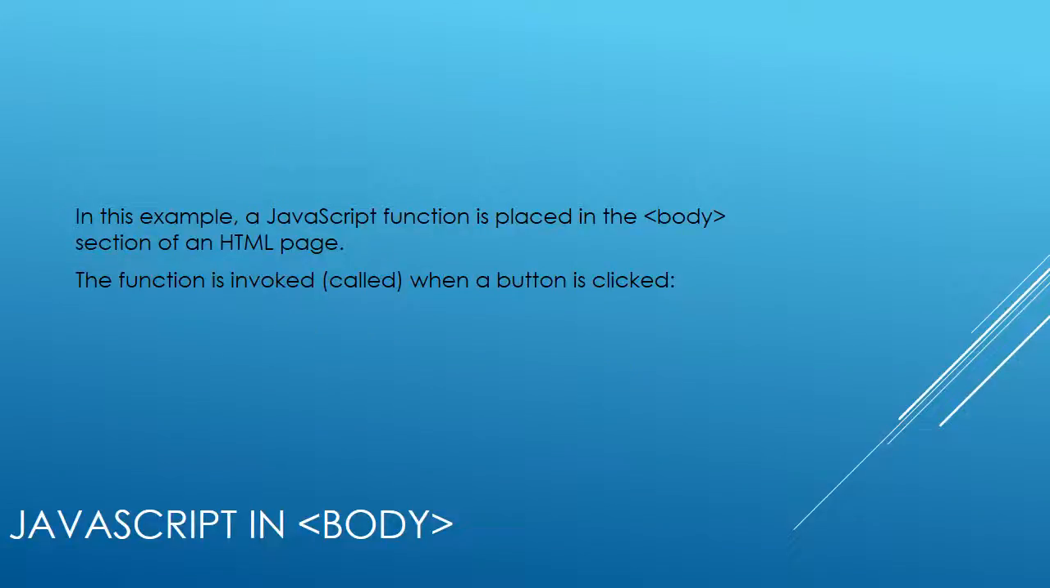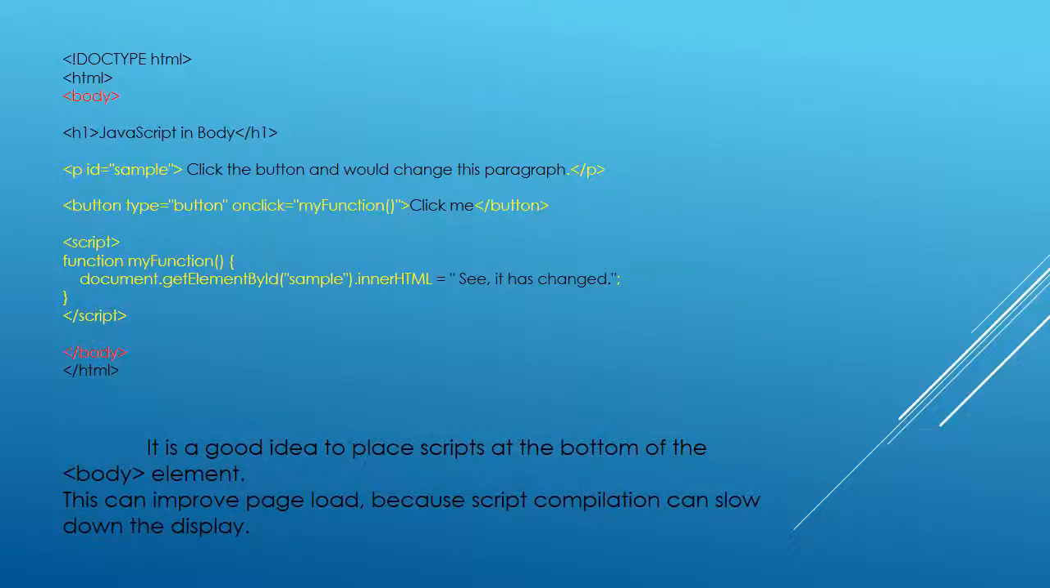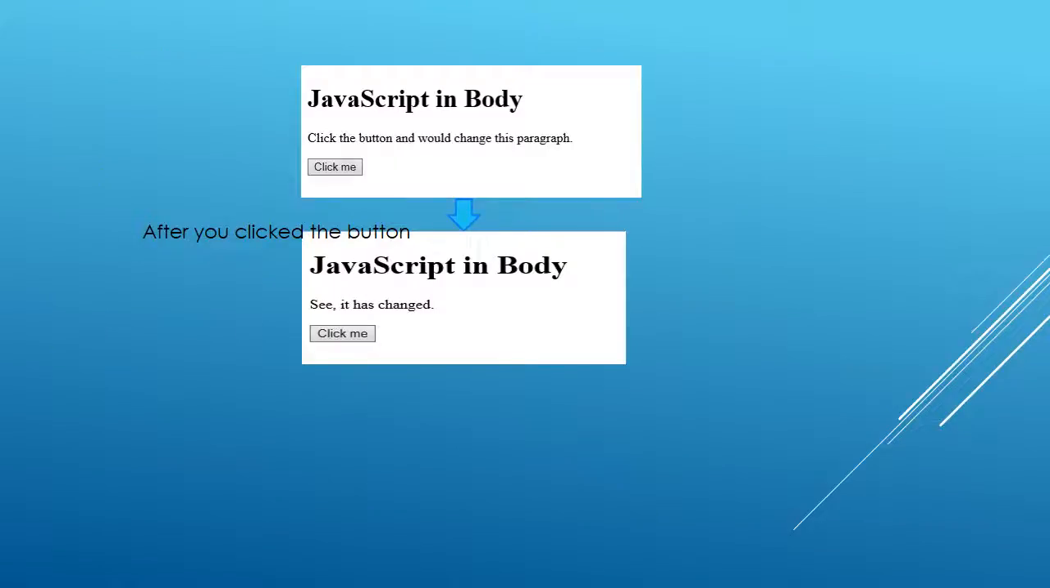In this example, a JavaScript function is placed in the body tag section of an HTML page. The function is invoked, called, when a button is clicked. It is a good idea to place scripts at the bottom of the body tag element. This can improve page load, because script compilation can slow down the display. After you click the button.